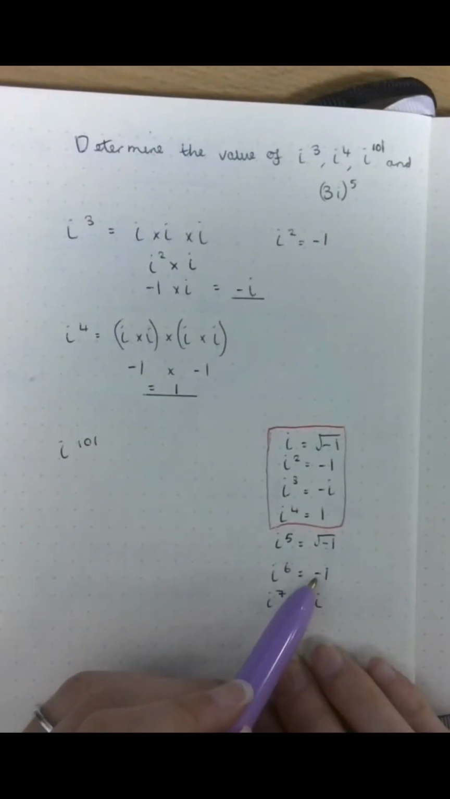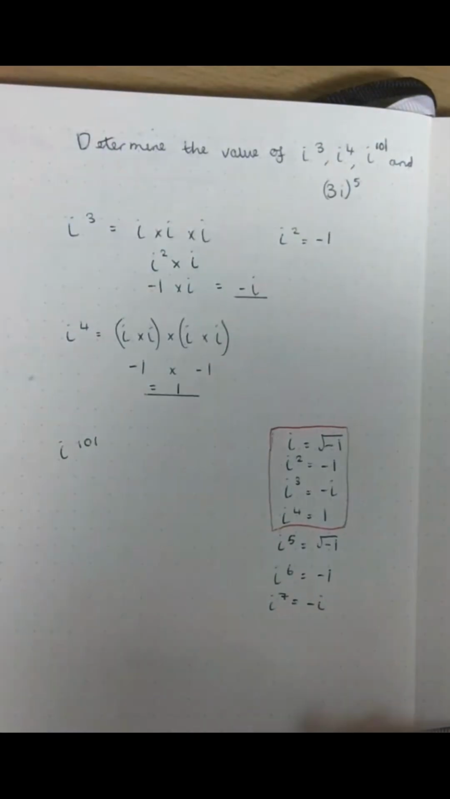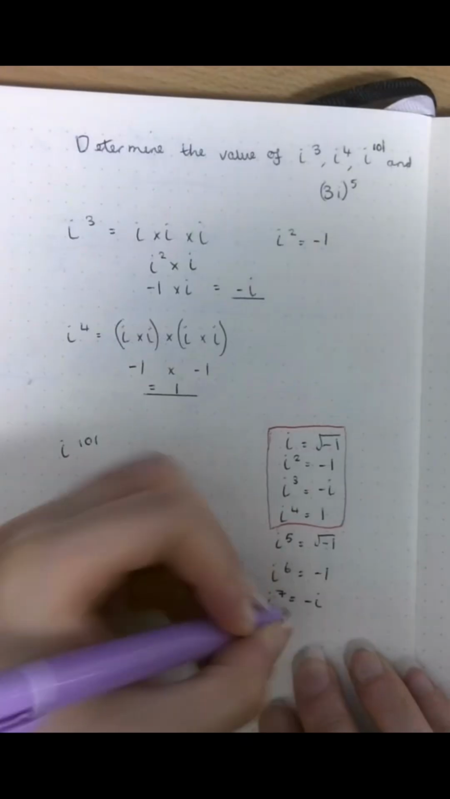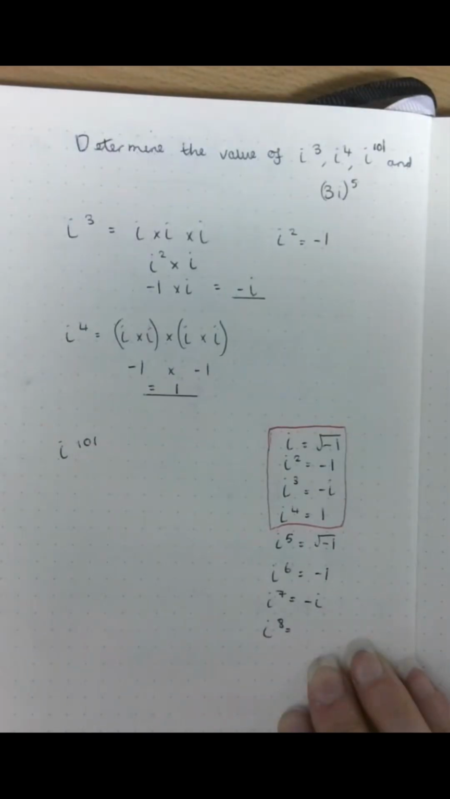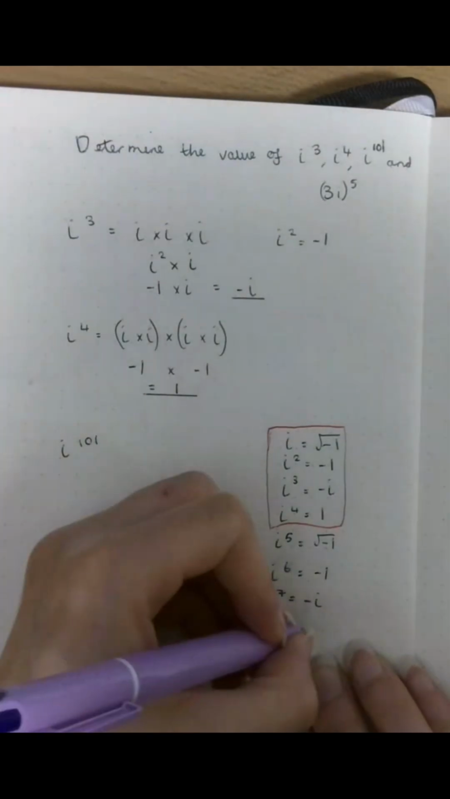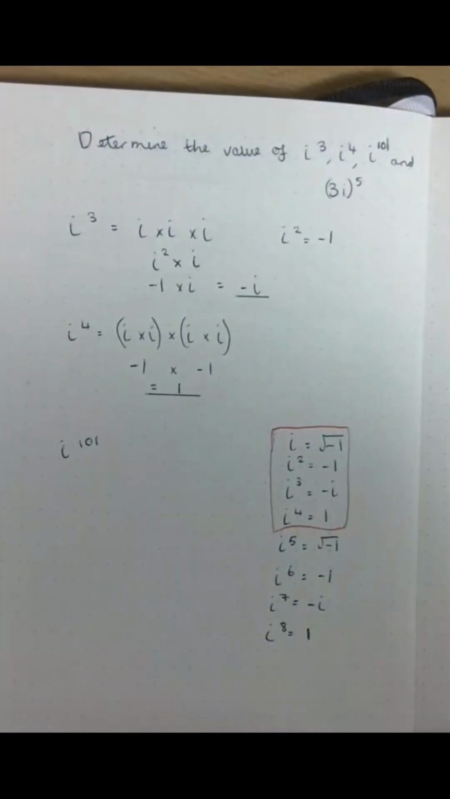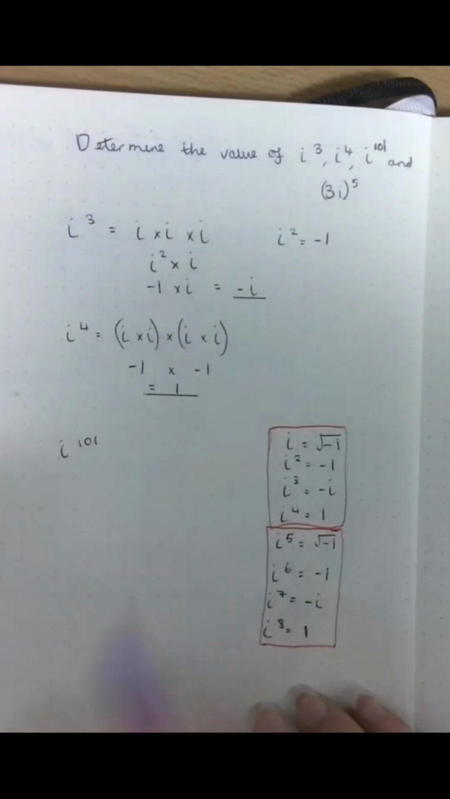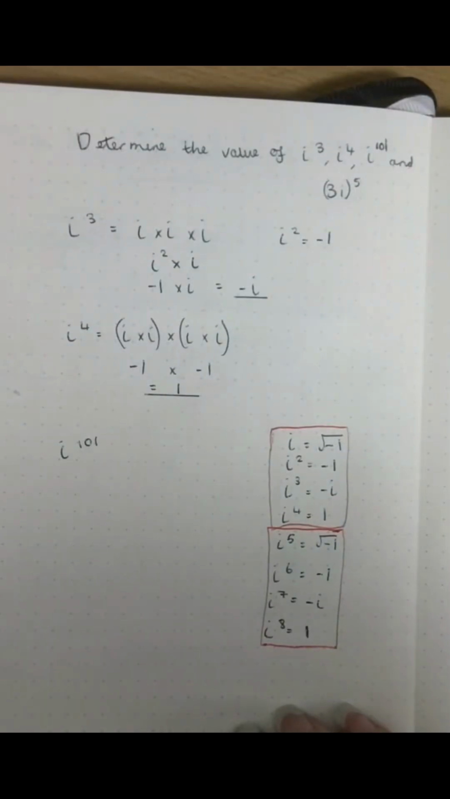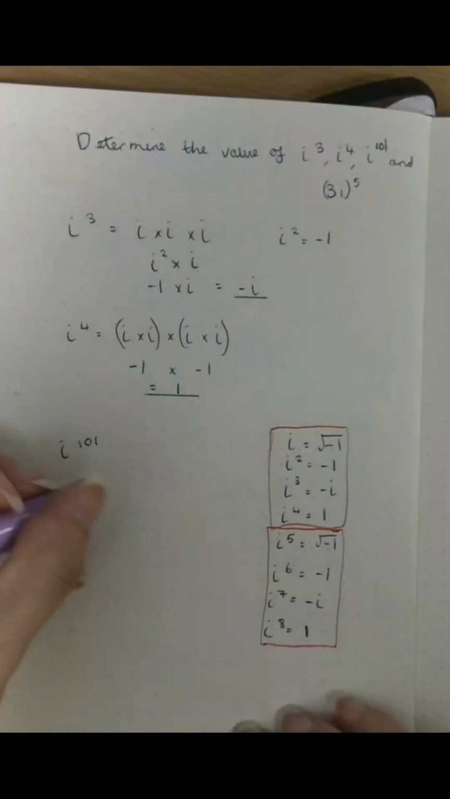Root of negative 1, i, and if we do i to the power of 8, we're going to do negative i multiplied by i again. So multiplied by the square root of negative 1, that is going to give us 1 again. So it's a pattern. So if we think about it, every power which is a multiple of 4 is just going to be 1 again. So i to the power of 101, let's think of the closest multiple of 4 that we have there. Well, it's 100, isn't it?